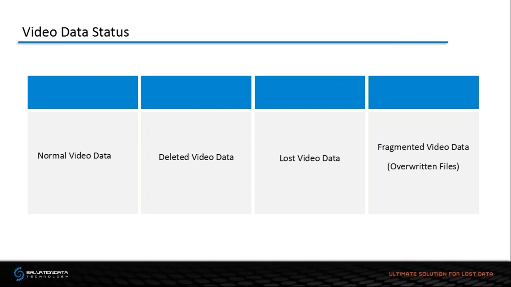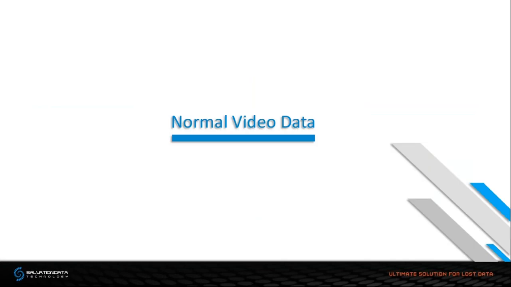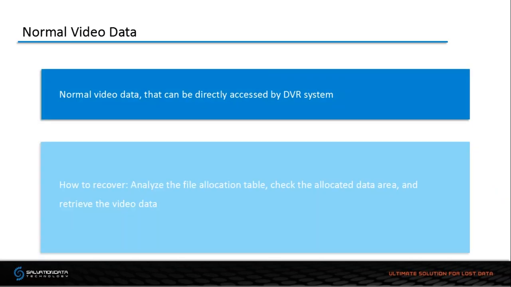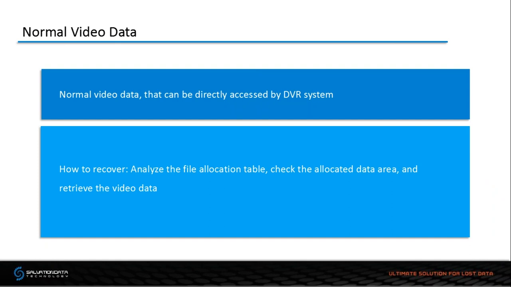We can divide different video data status into four categories. They are normal video data, deleted video data, lost video data, and fragmented video data. First, normal video data. This is most easy to understand. All the video files that can be directly accessed by a DVR system are called normal video data.